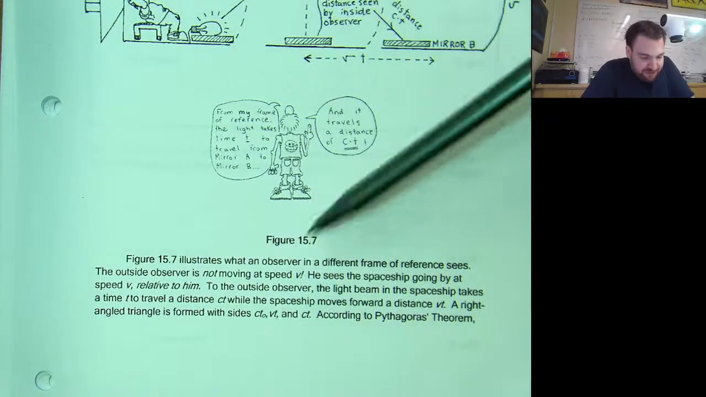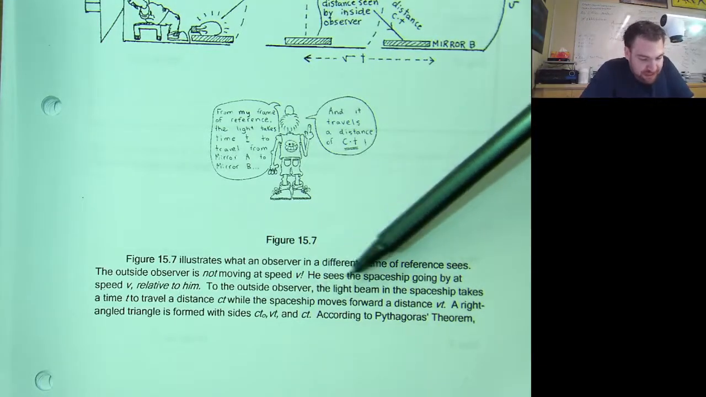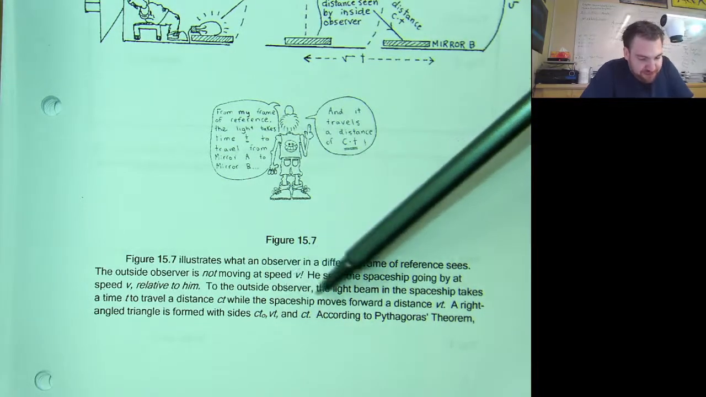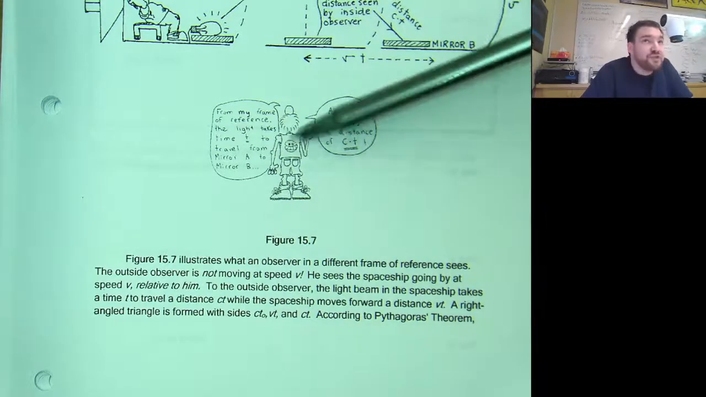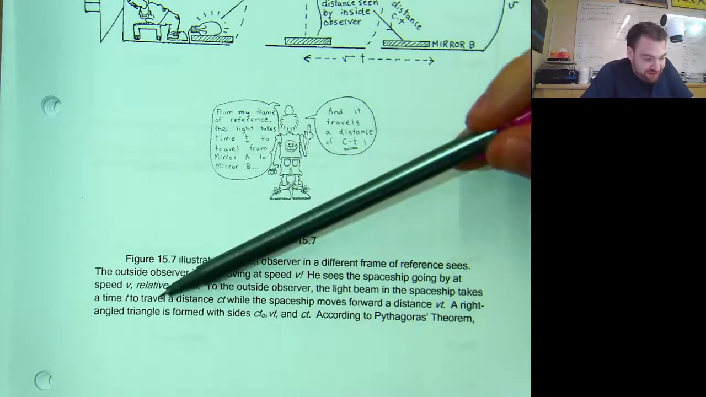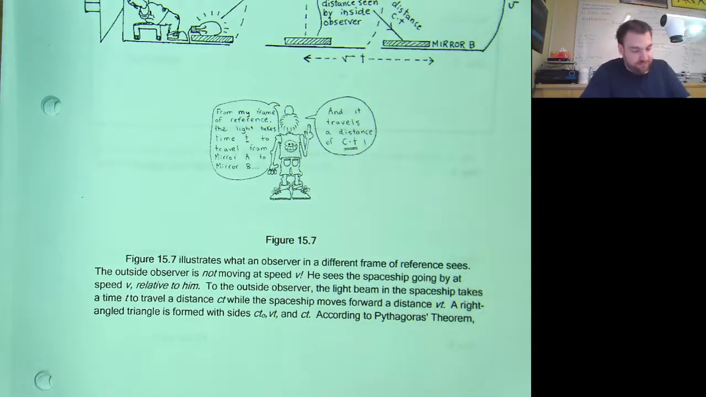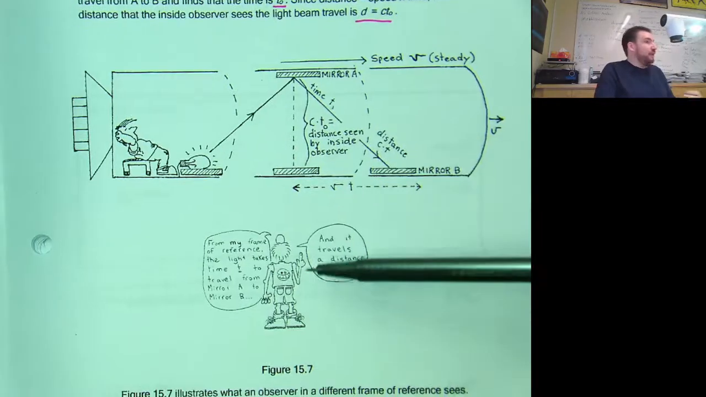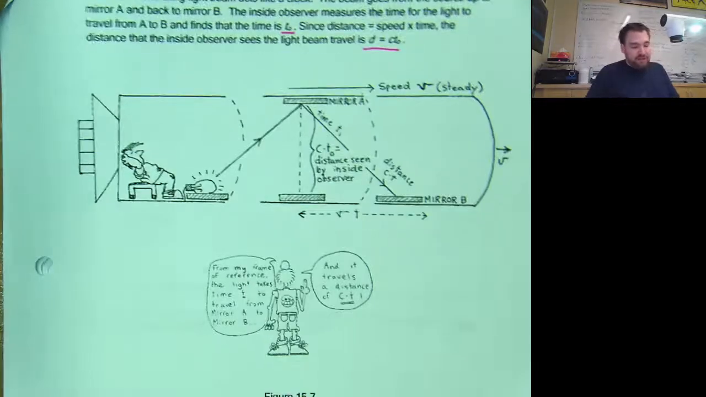This illustrates what an observer in a different frame of reference would see. The outside observer is not moving at speed v. He sees the spaceship going at speed v relative to himself. To an outside observer, the light beam in the spaceship takes time t, the time he measures, to travel a distance of ct, while the spaceship moves forward a distance vt. We can look at how these two frames of reference are related using a very simple mathematical tool called the Pythagorean theorem.